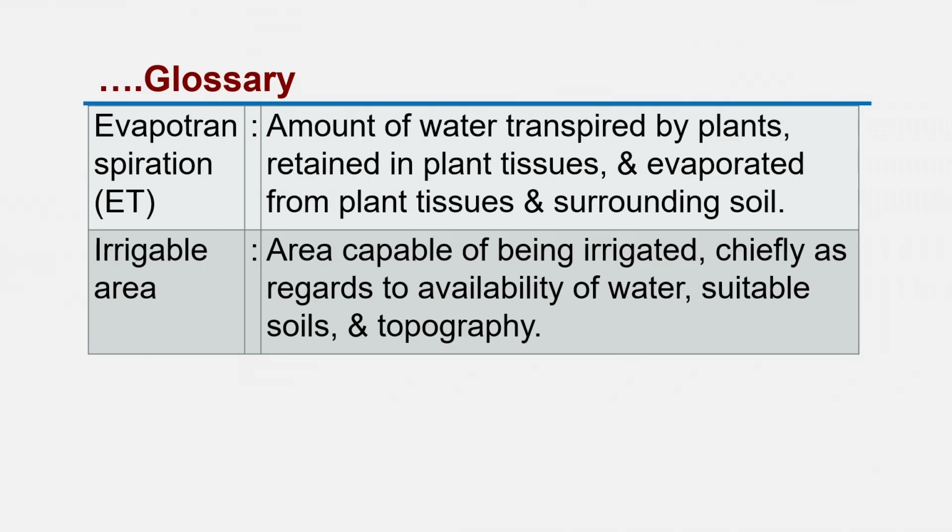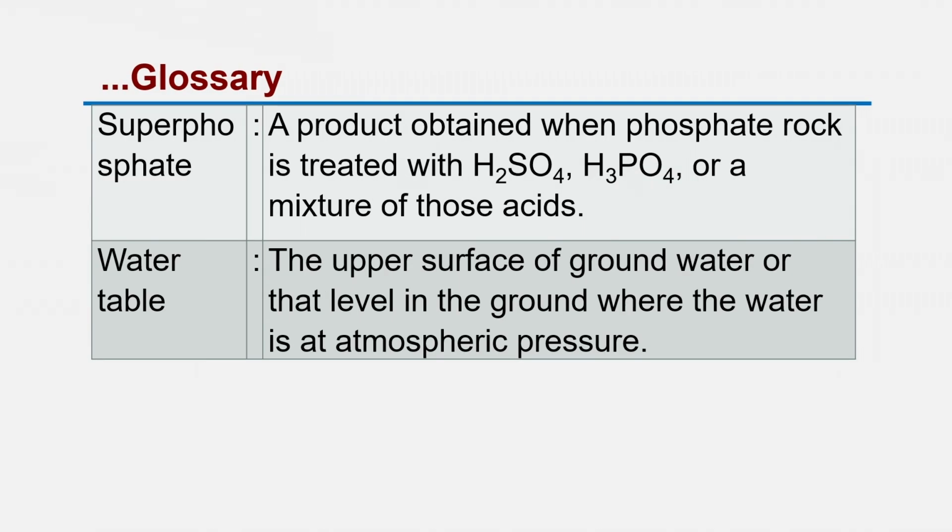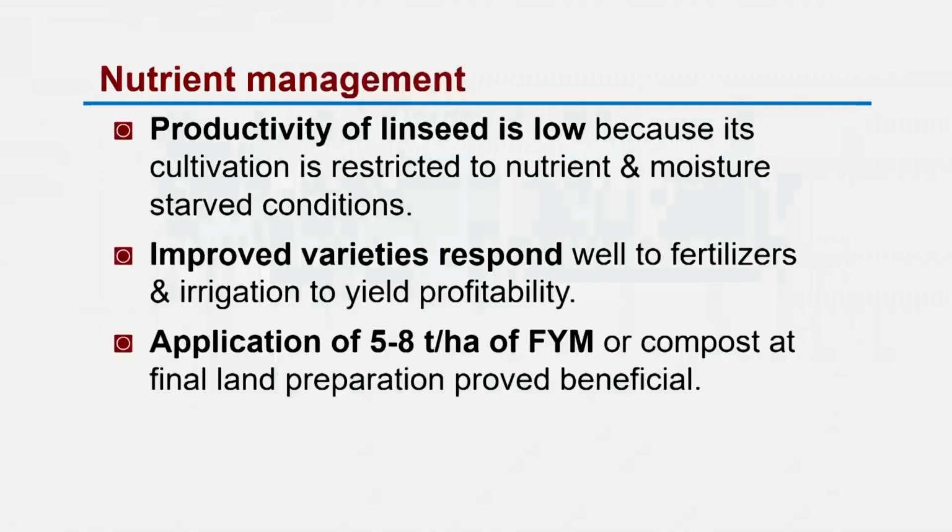Irrigable area: area capable of being irrigated, chiefly as regards availability of water, suitable soils and topography. Superphosphate: it is basically a fertilizer product obtained when phosphate rock or rock phosphate is treated with sulfuric acid or phosphoric acid or a mixture of both these acids. Water table: upper surface of groundwater, or that level in the ground where the water is at atmospheric pressure.